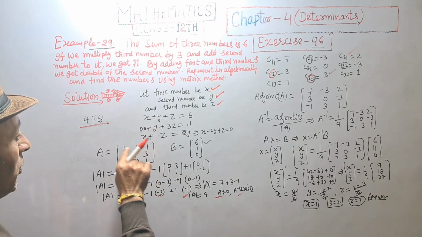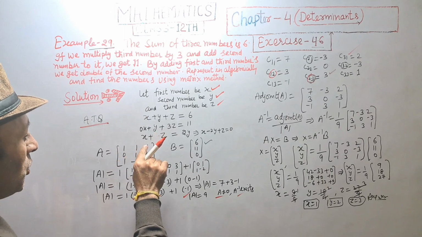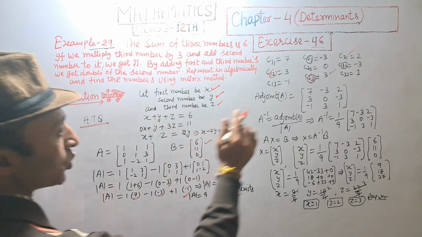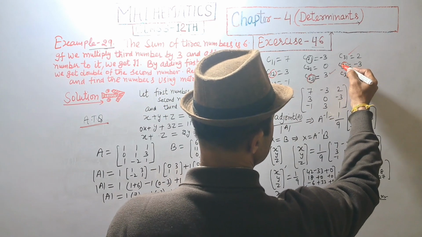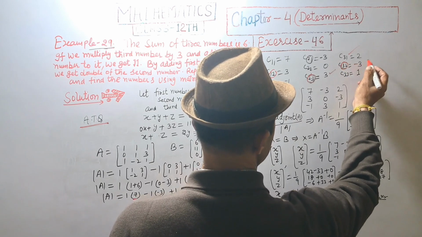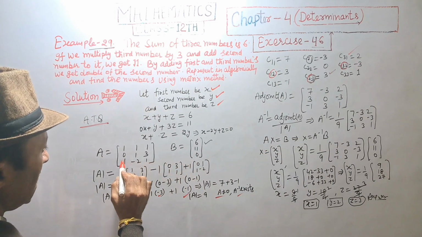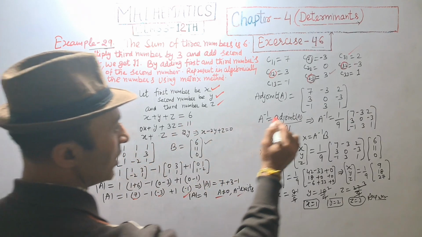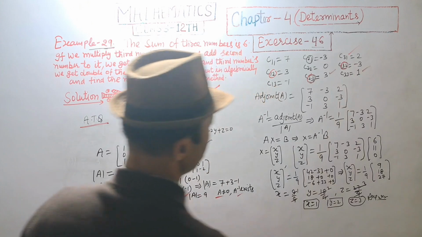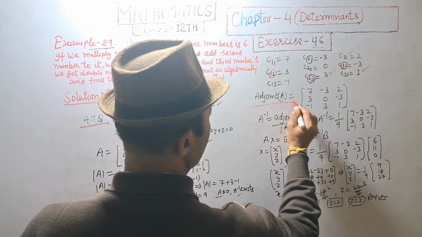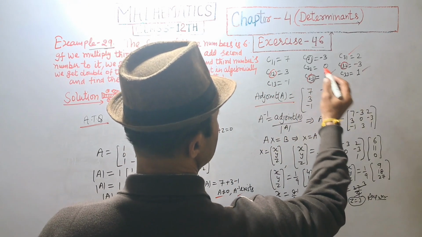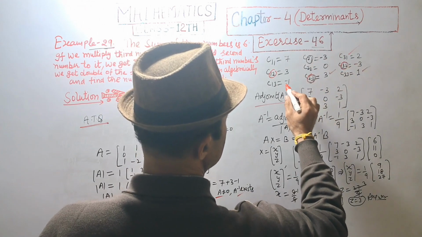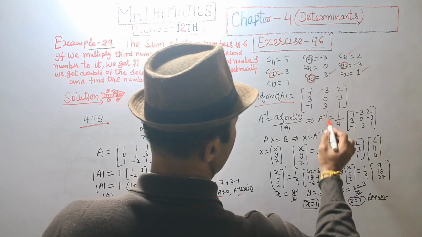C32: 3 1s are 3 minus 0, that is 3. So 3 plus 2 is equal to 5, that will be negative 3. And C33: 1 1s are 1 minus 0 is 1. So C33 we get 1. And the adjoint of A will be 7, minus 3, 2, 3, 0, minus 3, minus 1, 3 and 1.